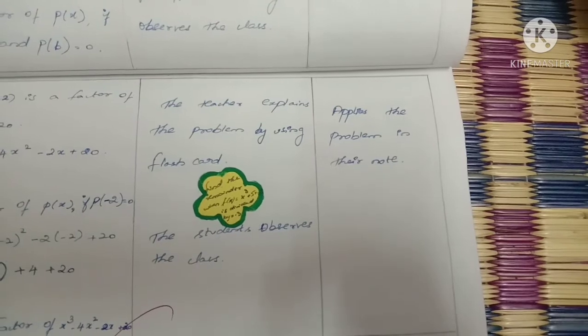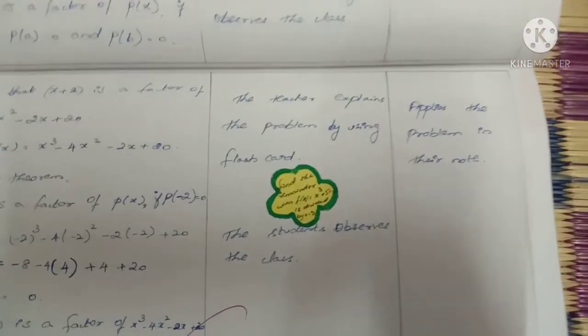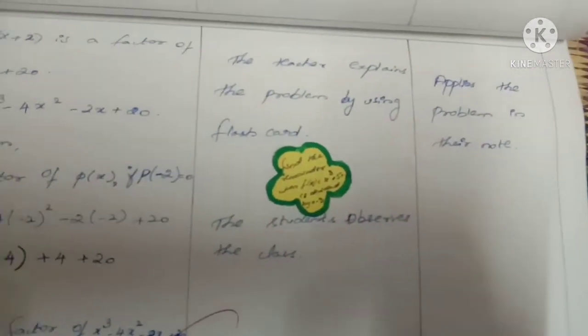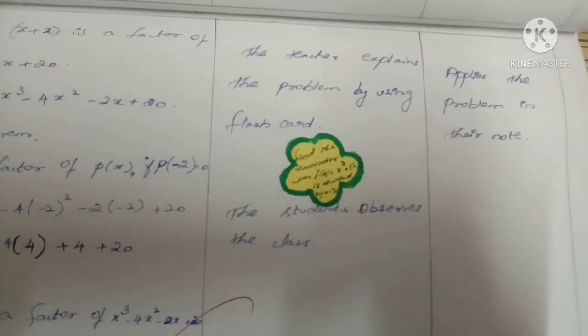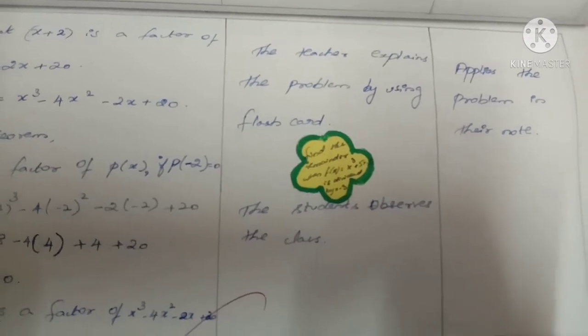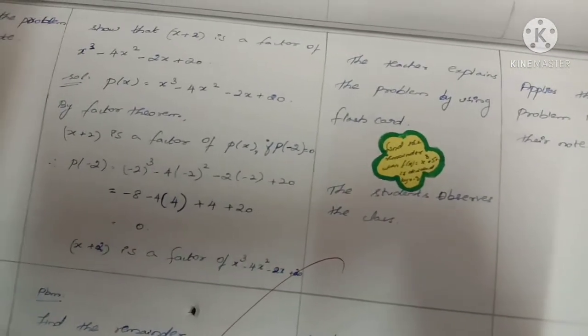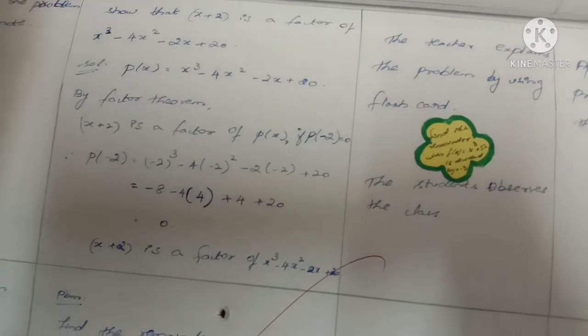In the next box, the teacher explains the problem by using a flashcard. There we have to use one flashcard. Inside, write: find the remainder when f of x equal to x cube plus 5x plus 2 is divided by x minus 3.